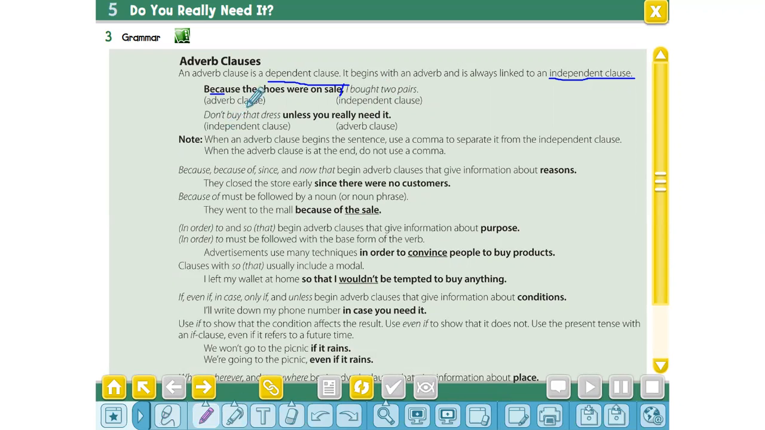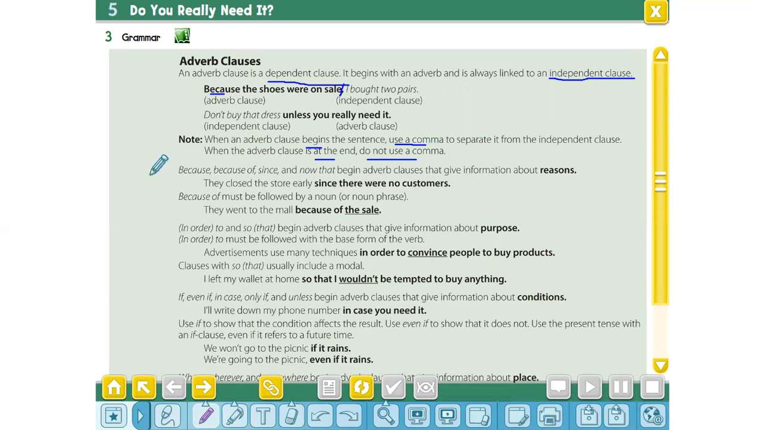Okay, pay attention that we can start the sentence with an adverb clause, or we can use an adverb clause at the end of the sentence. Keep in mind this note: when an adverb clause begins the sentence, you should use a comma to separate it from the independent clause. When the adverb clause is at the end of the sentence, don't use a comma.